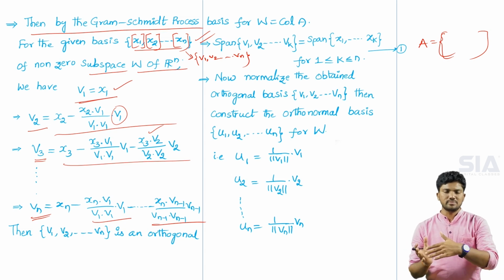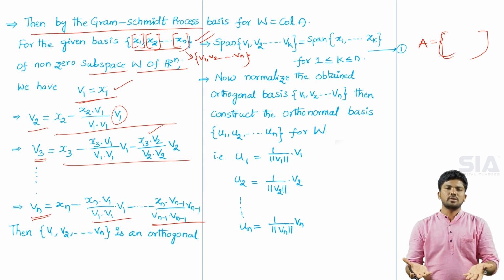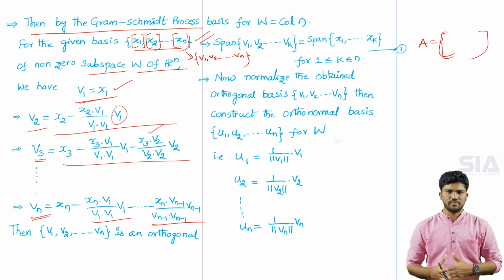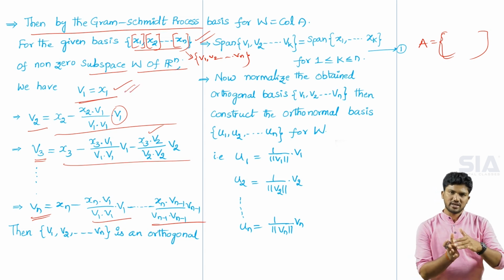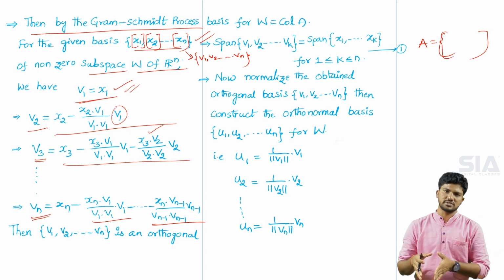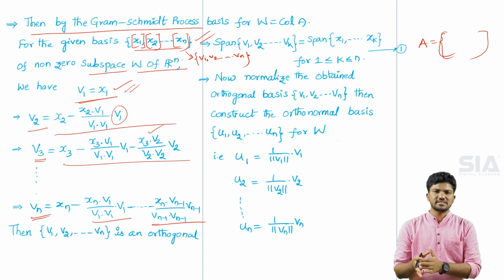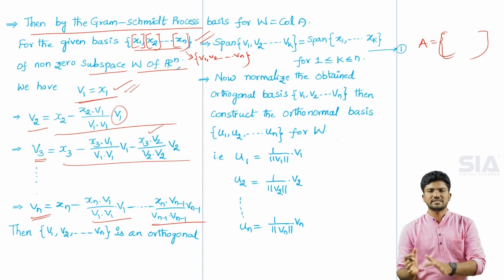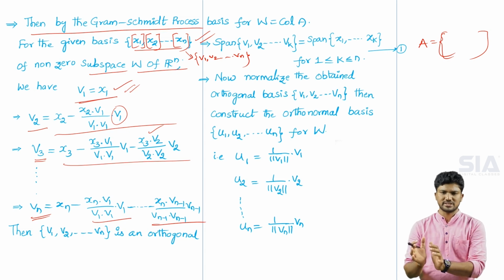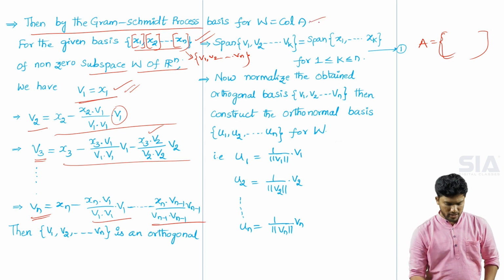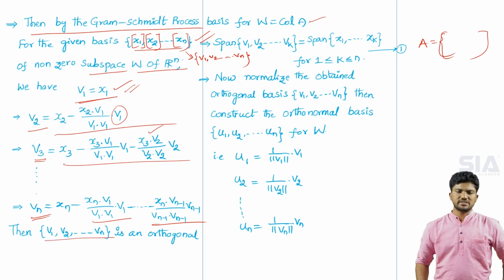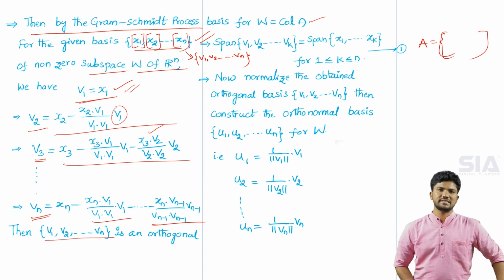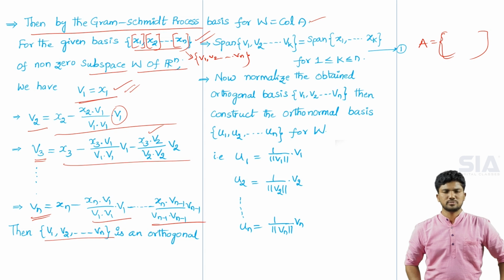After taking those columns as a basis, the problem is converted into the Gram-Schmidt process. According to the Gram-Schmidt process, we use the formulas only. By using the Gram-Schmidt process we can show that the given basis is an orthogonal basis. Up to there the process is the same. So therefore v1, v2, up to v suffix n is an orthogonal basis for W, which is the column space of A.